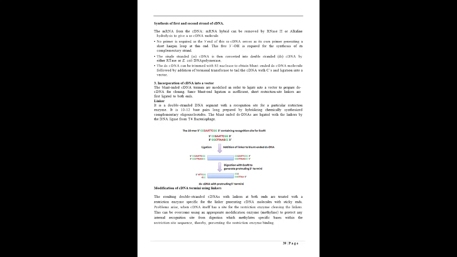So we use some kinds of linkers because blunt-end ligation is insufficient. So what are linkers? These are short chemically synthesized double-stranded DNA containing restriction sites. Now linkers are ligated to the blunt ends of the double-stranded cDNA using T4 DNA ligase. Now the cDNA is treated with a restriction enzyme. This cleaves the linkers to create sticky or protruding ends, making it easy to insert the cDNA into a plasmid vector.